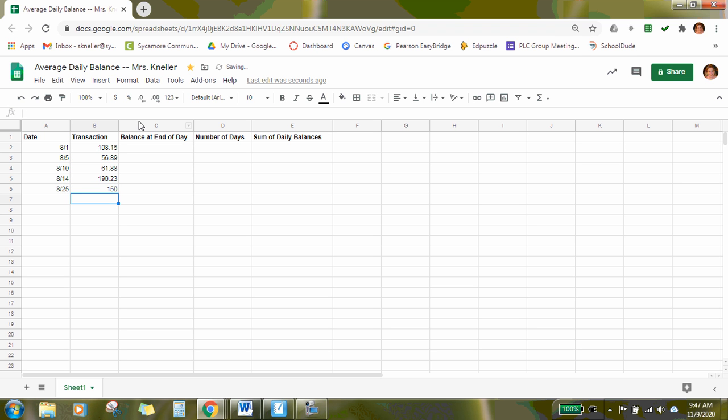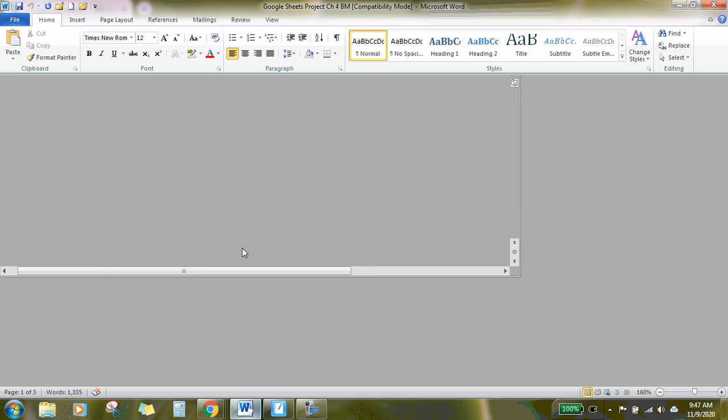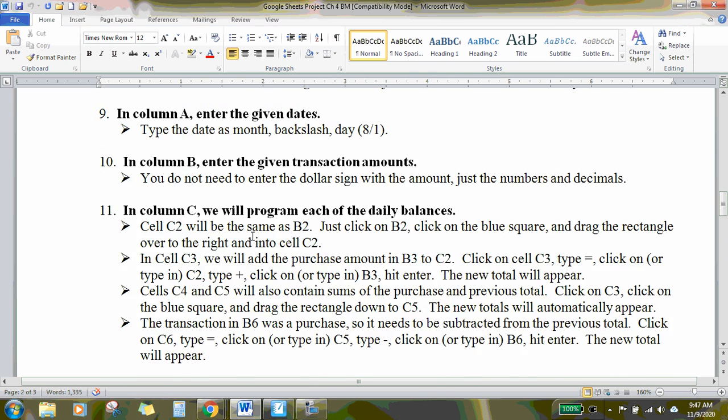Okay, now the first 4, those were purchases, so we're going to have to add those to the balance. This last one of 150, that was a payment, so we're going to have to subtract that. Just keep that in mind. That's coming up down the road in the future. Okay. Now our next step then, I'm going to scroll back to our directions here.